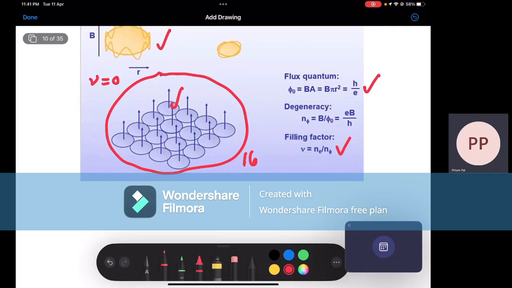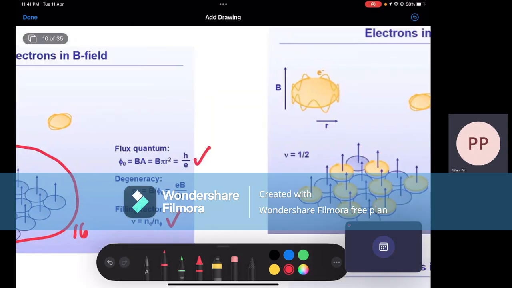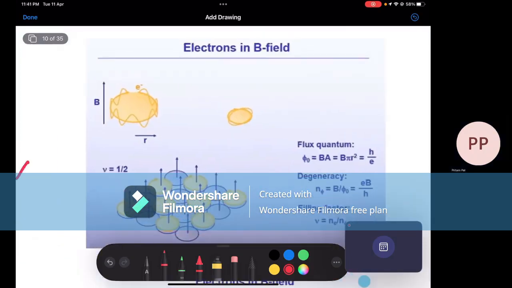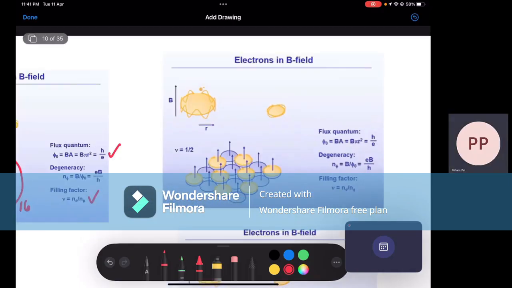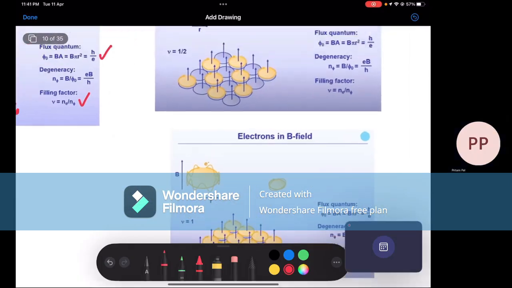If I were to have 1 electron for 2 flux quanta, then the filling factor will become half, right? That is my cartoon for a single electron traveling in a cyclotron orbit, where half of the flux quanta will not have an electron orbiting around them, and half of them would. So this would be a filling factor of one half, 1 electron per 2 flux quanta. Then we move to the next situation.